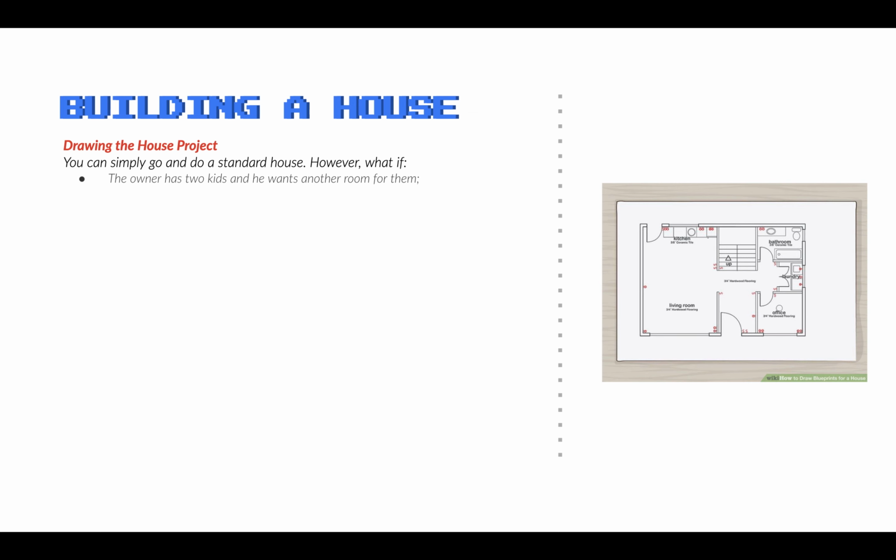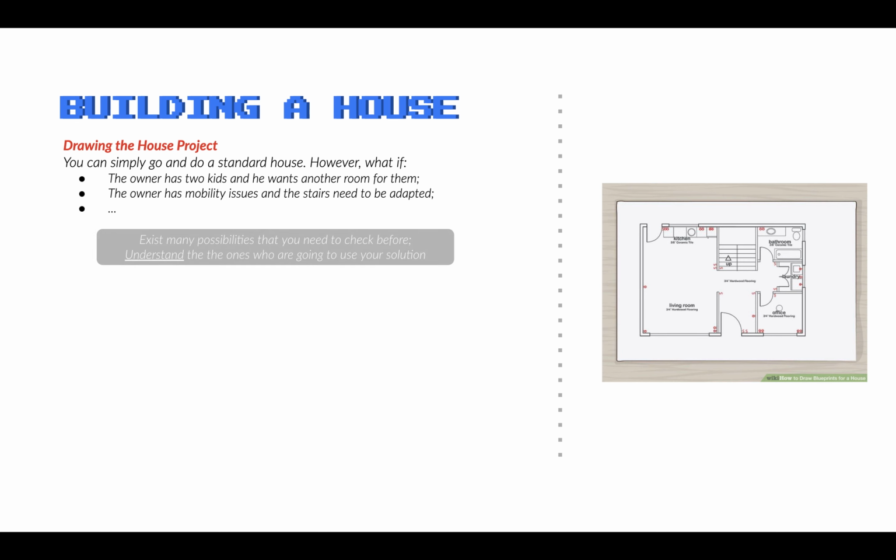But what if the owner has 2 kids and wants another room for them and you didn't put this in the original plan? Or the owner has mobility issues and the stairs need to be adapted and you didn't consider this, for example, or many other possibilities. Many possibilities exist that you need to check before. So understanding the ones who are using your solution is fundamental in this case. Who is my client? What does this person need? What can I deliver to this person specifically?